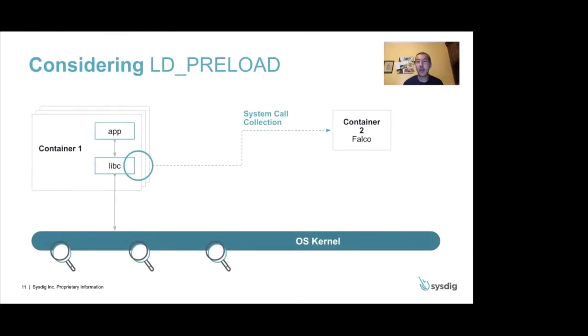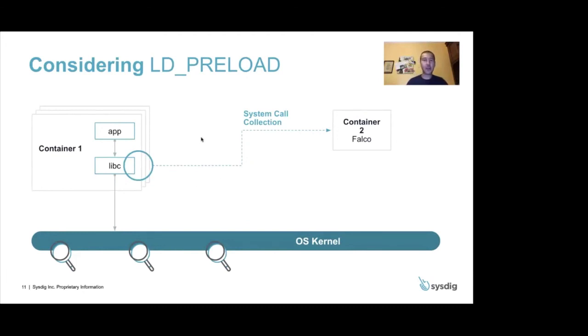LD_PRELOAD means being able to tell the operating system through an environment variable to get system libraries from a different place. So instead of getting them from inside the container, it's possible essentially to map an external volume and then replace some system libraries. For example, glibc, the C library of the container. The C library is the gate between any application and the kernel of the operating system. So when you issue a system call, typically you go through libc.